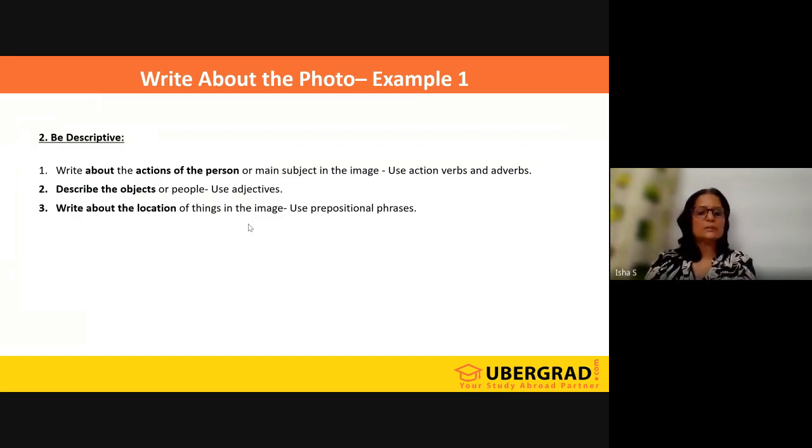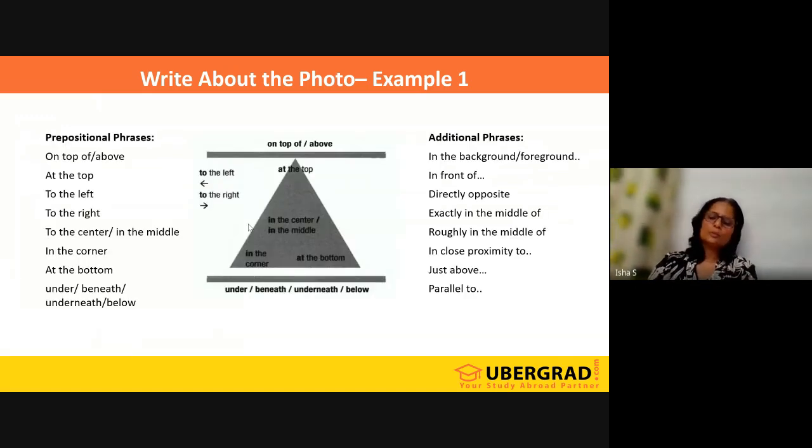You have to describe the objects, you have to describe people. Now, while describing people, definitely you have to take care of the grammar part, so adjectives. Or when you're describing some place, you can give a clear idea about the place. You can write the location. When I say location, not the city name, but where this particular thing is. What do you think about this image?